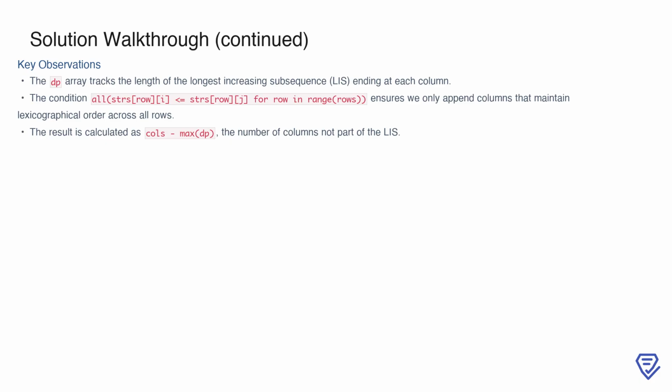From these examples, we can make some key observations. The dp array is used to track the length of the longest increasing subsequence ending at each column. For a column j to append to a column i, the condition strs[row][i] <= strs[row][j] for row in range(rows) must hold, ensuring that lexicographical order is maintained across all rows. The final result is calculated as the total number of columns minus the length of the longest increasing subsequence, or cols - max(dp). This represents the minimum number of columns that need to be deleted to achieve the desired ordering.